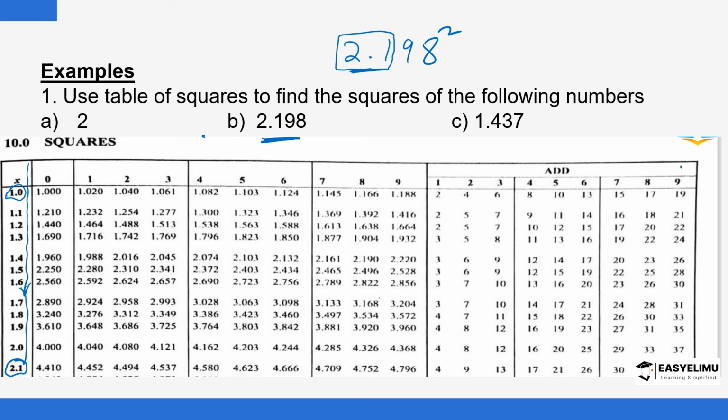Then once you locate the number formed by the first 2 digits, you move across that row in the main column, the column headed from 0 to 9, until you have the next digit, 9. So next digit 9, that is the heading. Where this column intersects with this row, that is the square of the number 2.19.